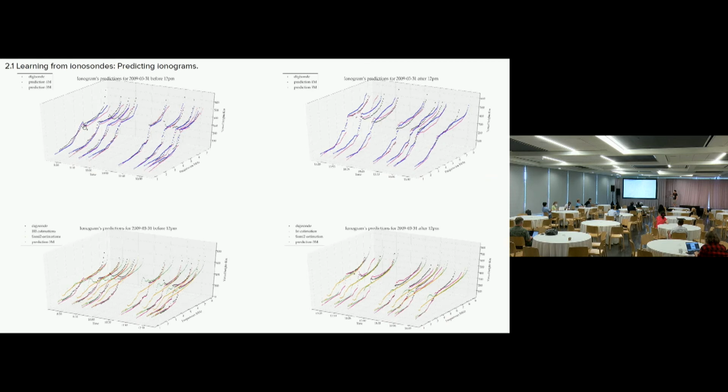So these are examples of what we get. In the first row, we have morning ionograms here and afternoon ionograms here. You can see the black dots correspond to the DigiSonde values, the blue dots to the neural network with 1 month of training, and the pink ones to 3 months of training. And you see they are pretty similar to the data.